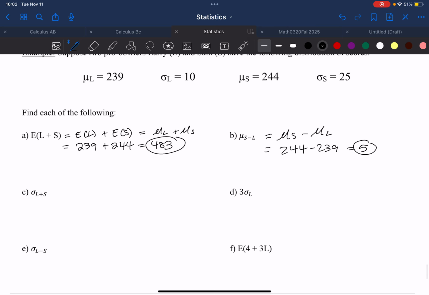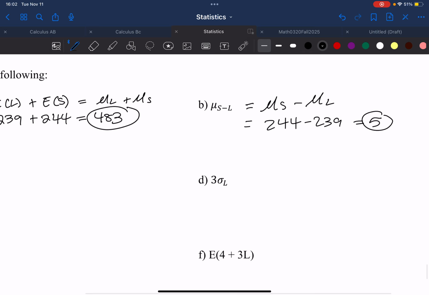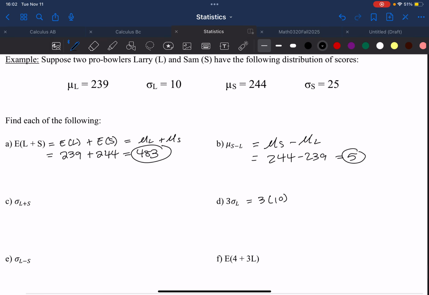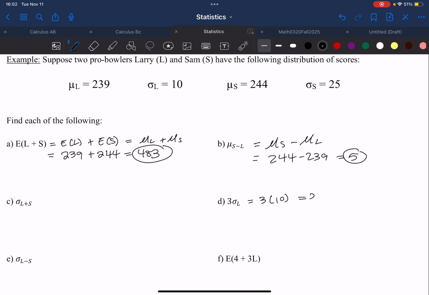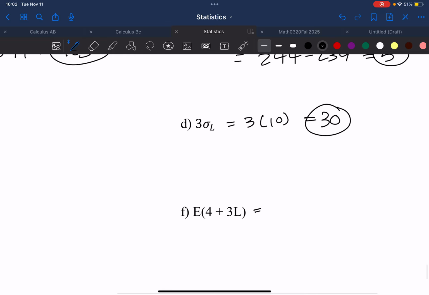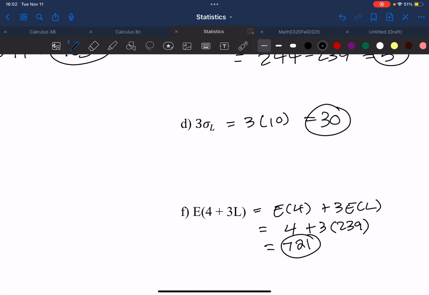Okay, I'm going to skip C and E for now. This one is the same as saying 3 times 10, because that's the standard deviation of L, which is 30. And then this one here is the same as saying E of 4 plus 3L, which is equal to 4 plus 3 times 239, which gives us 721.